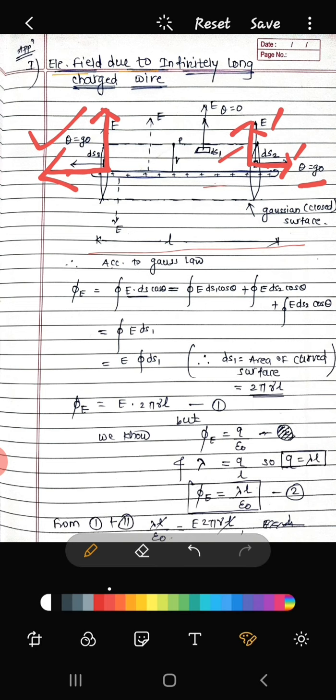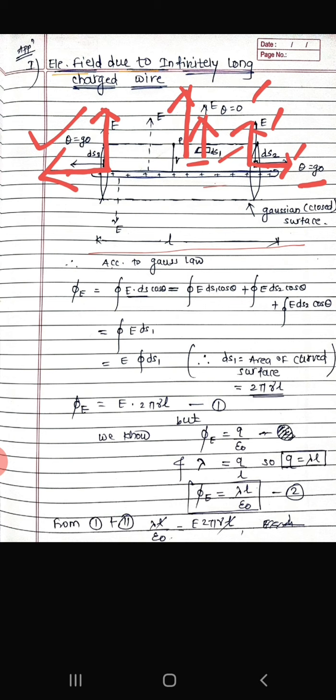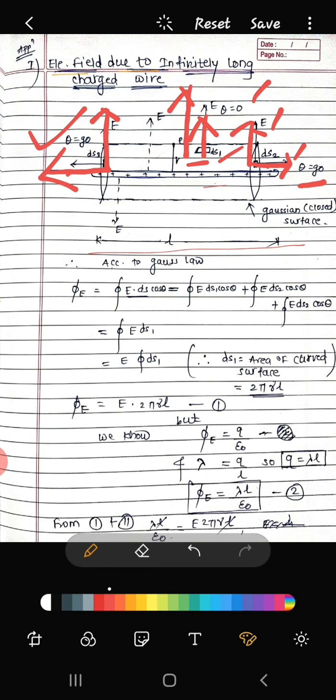But if you consider the surface ds1, here the electric field is in this direction as well as the normal component is also in this direction. So here theta is 0. Got it? So according to all this consideration, again we can say for Gaussian surface ds1, the theta is 0, that is, the electric field intensity and the normal component of ds1 are parallel to each other, that's why theta is 0.